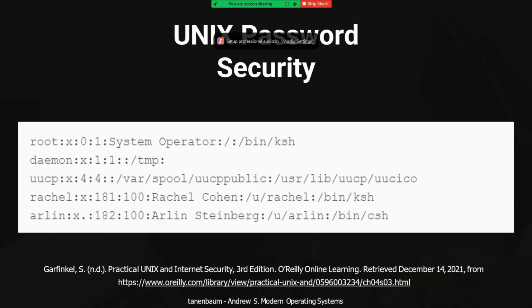The image on the slide contains the first three accounts, namely root, daemon, and ucup, which are system accounts, while Rachel and Erlin are accounts for individual usernames.